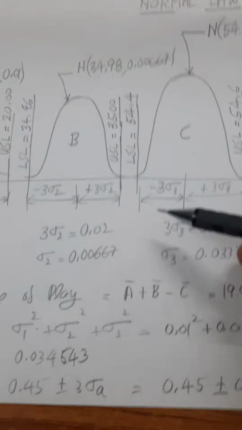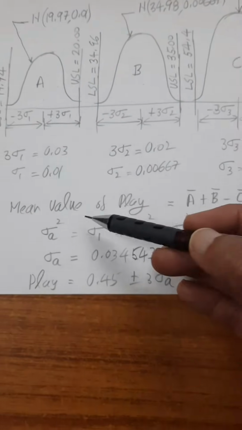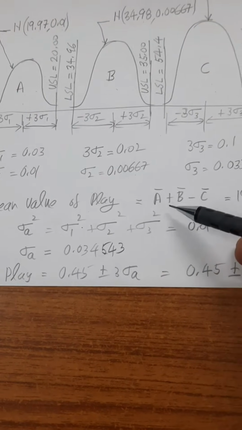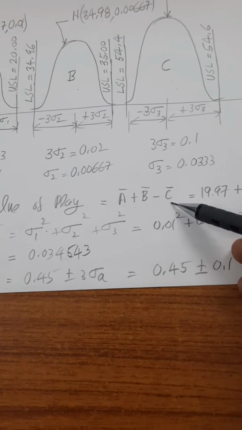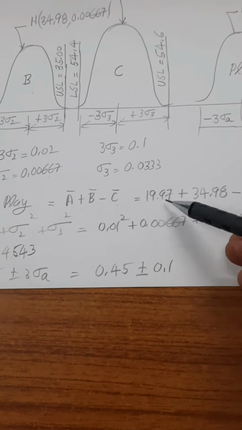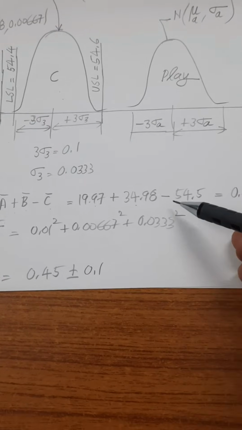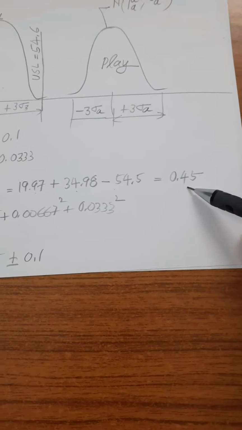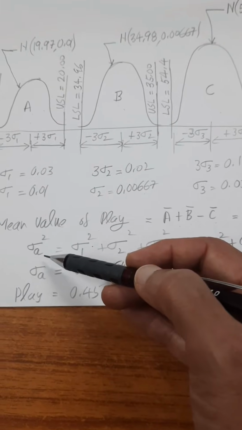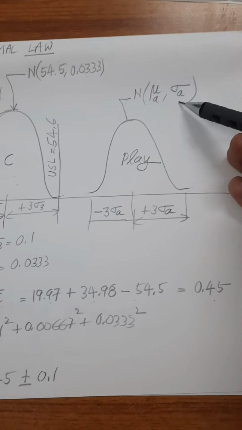So from this I can find the answer by normal law. The mean value of the play is the same as that of Surfit law, A plus B minus C. So the mean value of dimension A is 19.97 plus 34.98 minus 54.5, you get 0.45 as the mean value of the play as per normal also. But to find out the variation about the mean play, first we have to find out the standard deviation of the resulting distribution.